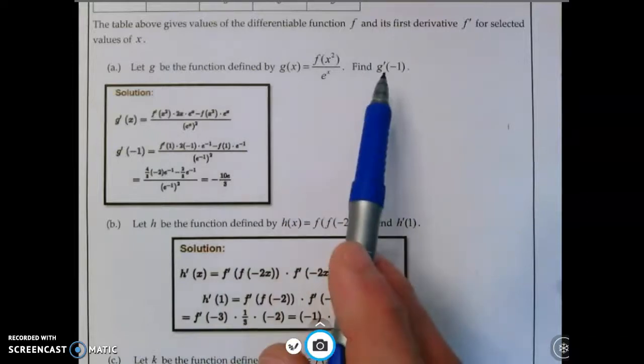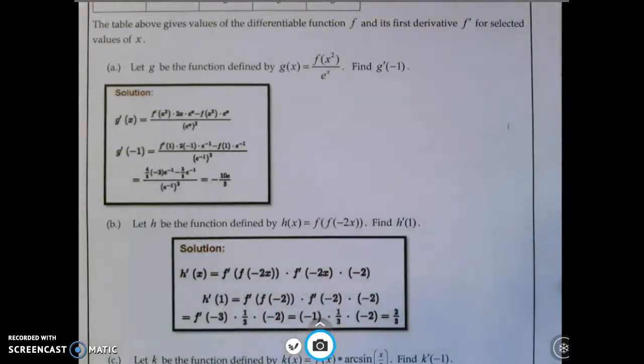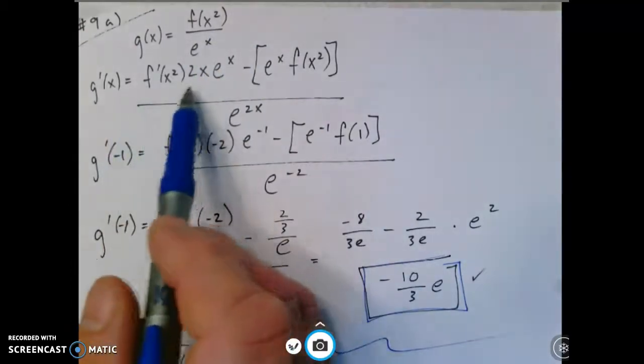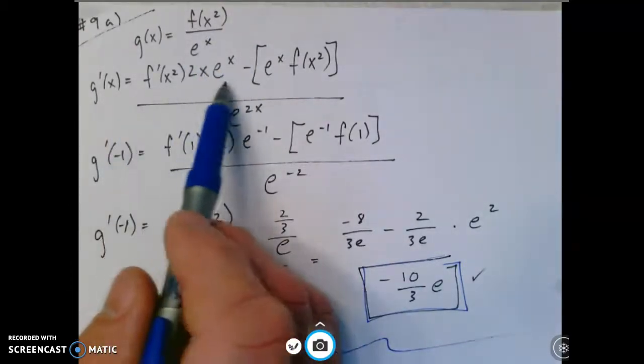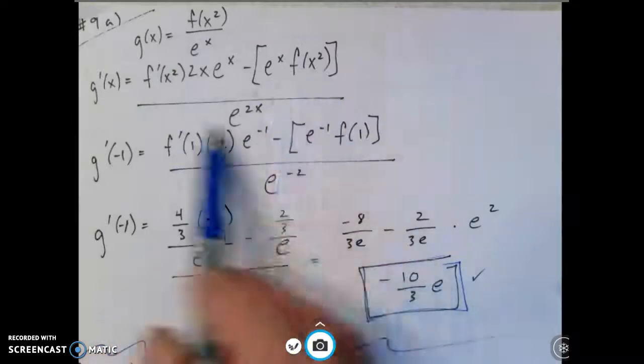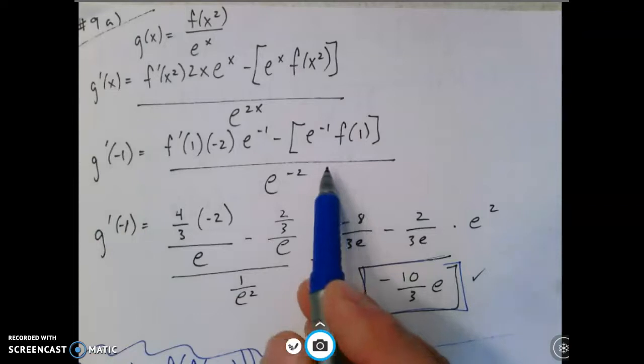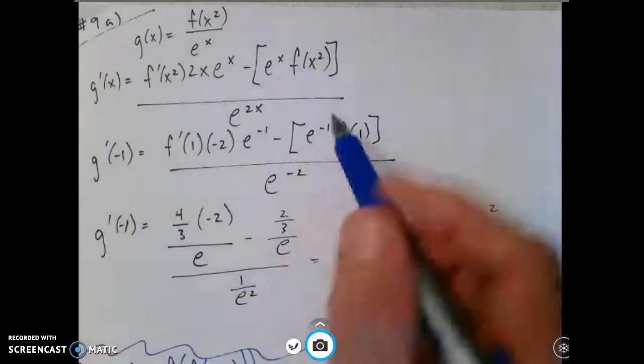And I want to find the derivative at -1. So my derivative is going to be the quotient rule. So the derivative of the first, normal second, minus derivative of the second times normal first, all over the second squared. I then evaluated at -1. I've already found the derivative.